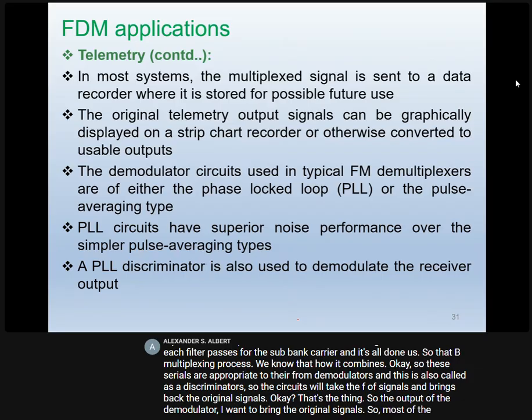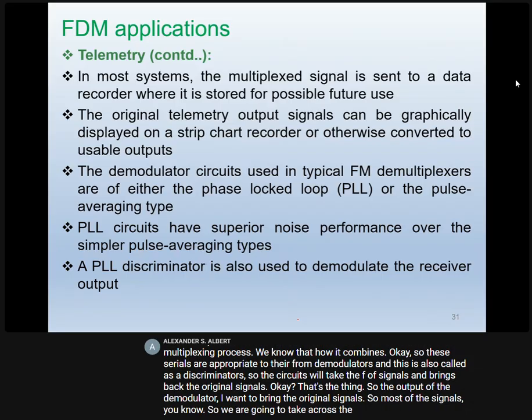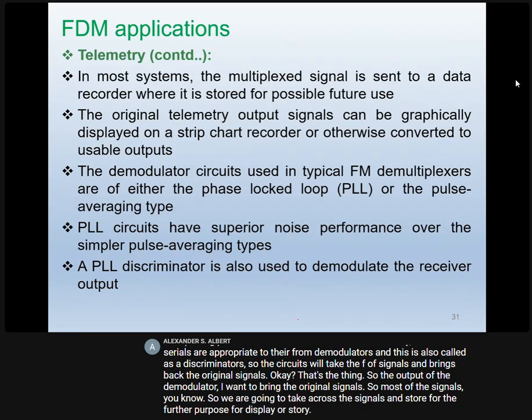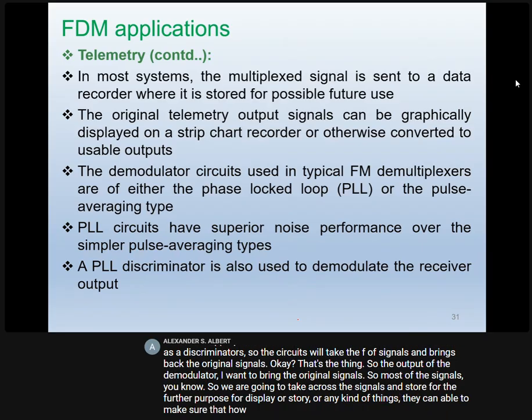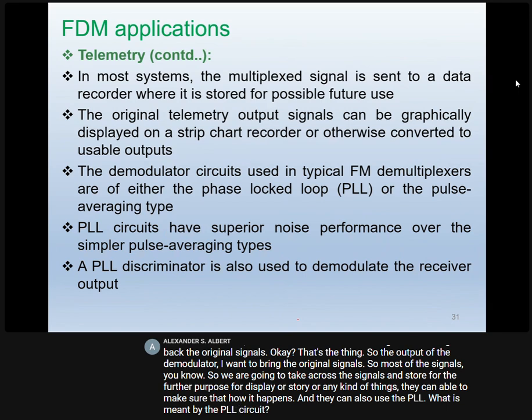In most cases, we take the signals across and store them for further purposes, for display or storing or any other use. We can make sure of how it happens. They can also use the PLL. What is meant by PLL circuits? They have superior noise performance.